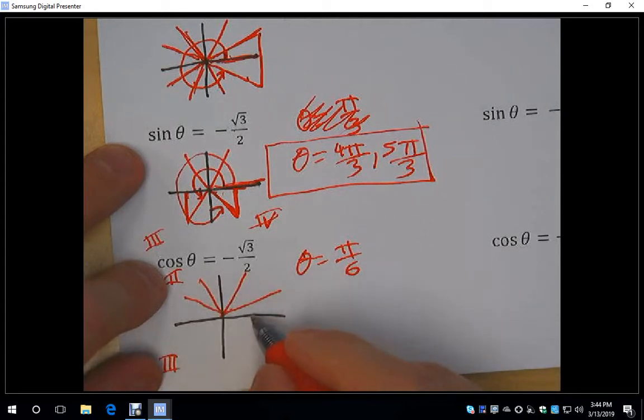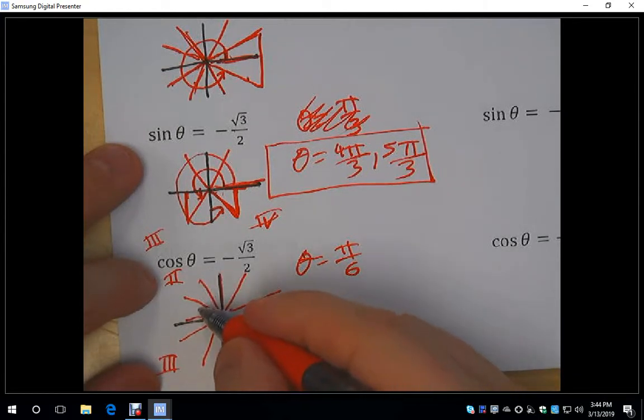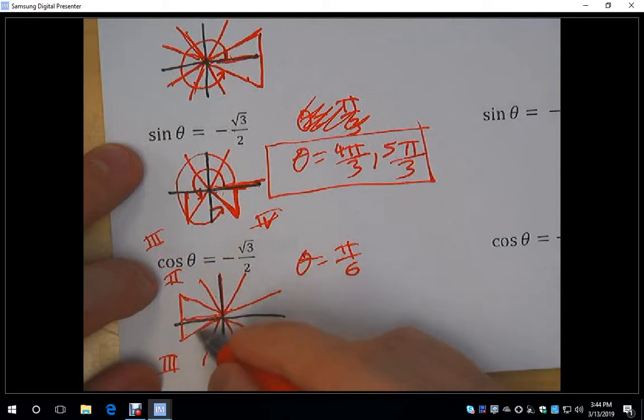This is pi 6, 1 pi 6, 2 pi 6, 3 pi 6, 4 pi 6, 5 pi 6, 6 pi 6. We'll keep on going: here, here, here, here, and here. And we are going to be negative in the second and third quadrant, so that would be here. These do not look symmetrical, but oh well.